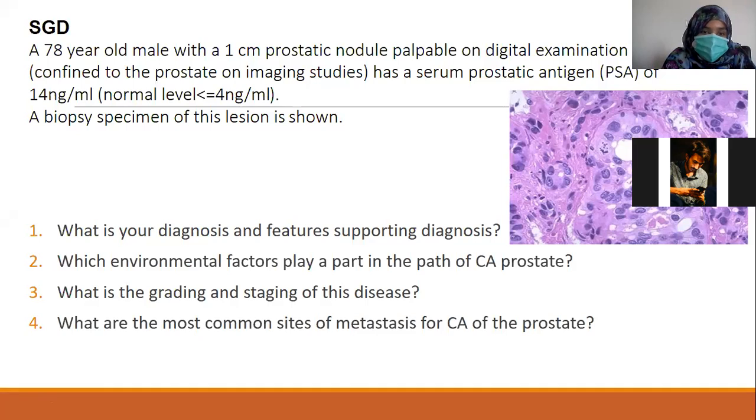What is the grading and staging of this disease? We have already discussed. For grading, we use the Gleason score, and I have explained it. For staging, we use the TNM staging system. What are the most common sites of metastasis for CA of the prostate? The spread to adjacent organs such as seminal vesicles, bladder, lymph nodes, and bones are common. But bone metastasis, particularly to the axial skeleton, is very common and may cause either osteolytic or osteoblastic lesions.